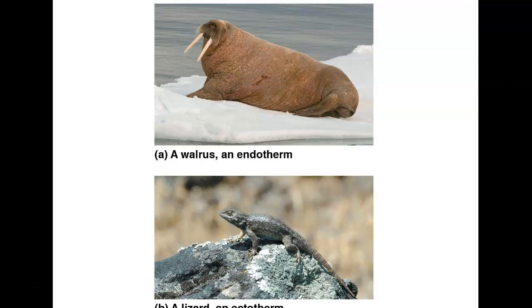Whereas on the bottom, there's a lizard, it's an ectotherm. Its temperature is a function of whatever environment it's in. Oftentimes, that's why lizards like to hang out on rocks from the sun, because those rocks have been able to absorb the heat of the sun and are therefore warm. And that's why if you ever own a lizard, oftentimes they have heat lamps as well.